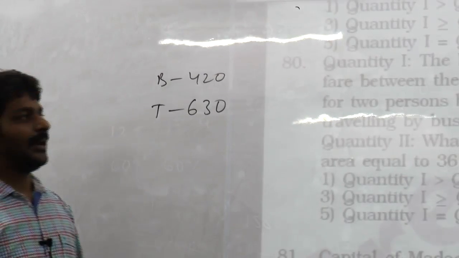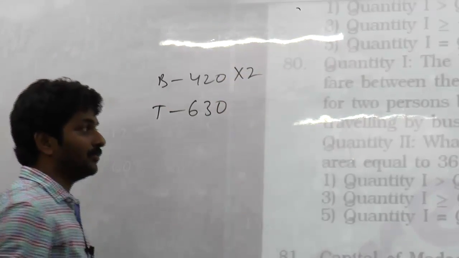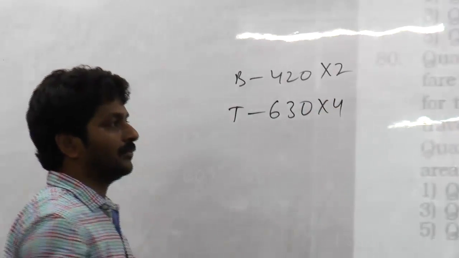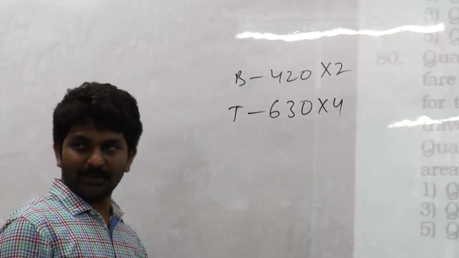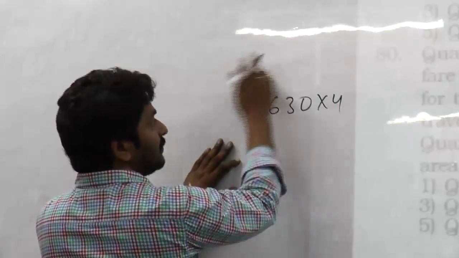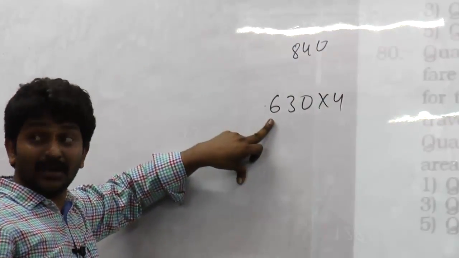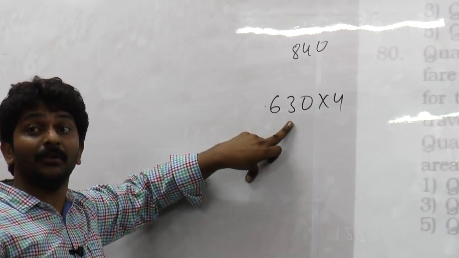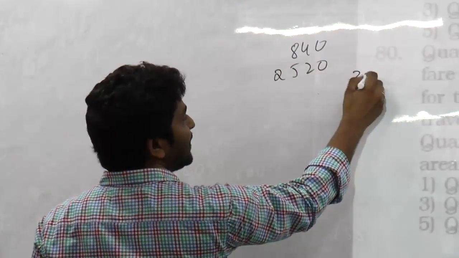What is the total fare paid by two persons travelling by bus, and 4 persons travelling by train between two places? Bus for two persons is 840. Train for 4 persons: 630 times 4 is 2400, 30 times 4 is 120, 2400 plus 120, 2520. So your number is 3360.